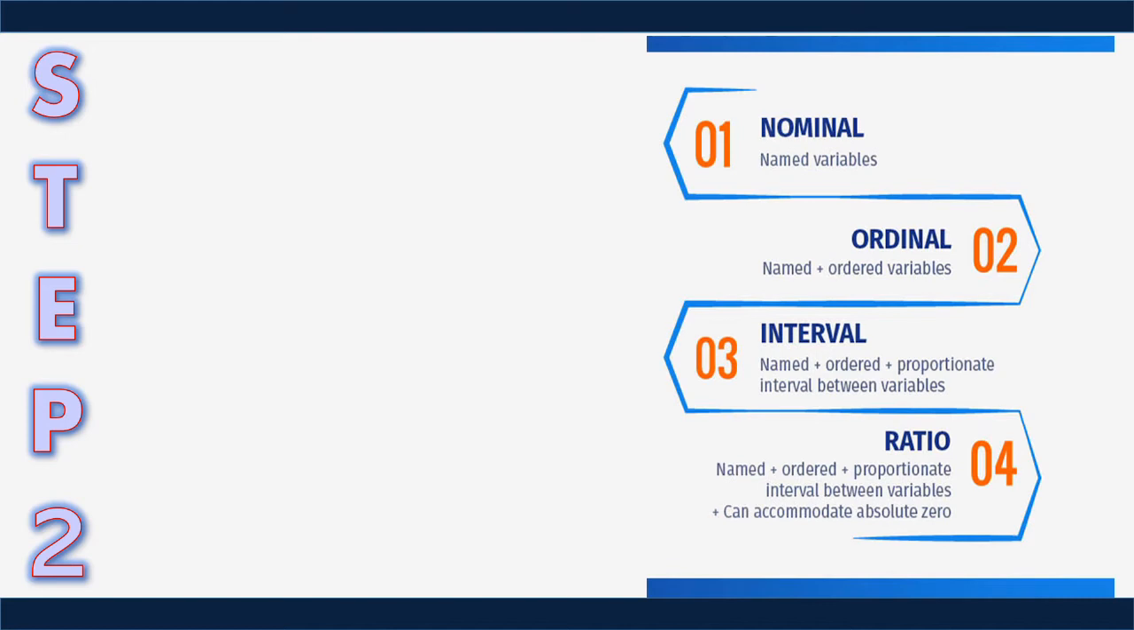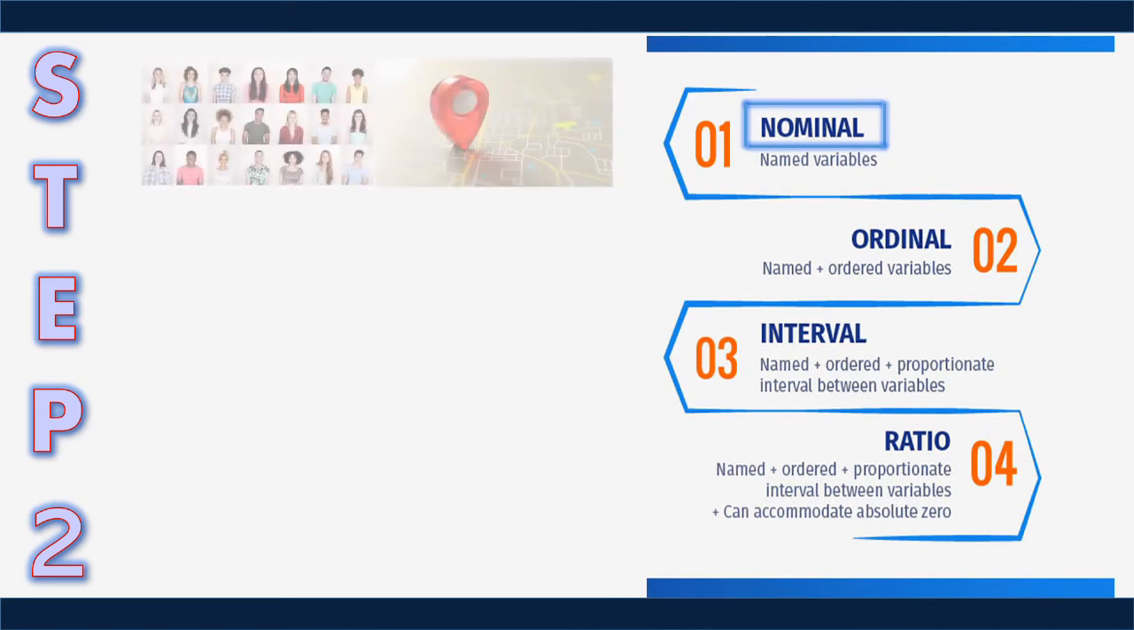This should be review to you, but a nominal variable is one in which the levels are named but have no inherent ranking or order. Examples might include ethnicity, where there's no inherent ranking between, say, Mexicans and French, and states in the United States.